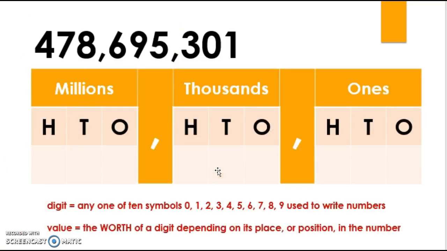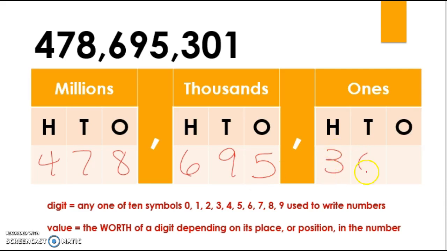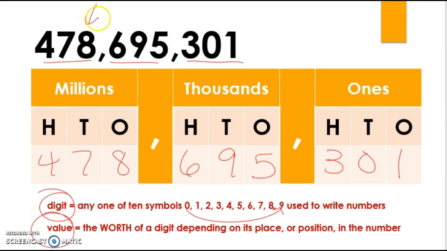Let's begin. This is the number 478,695,301. This number is made up of digits. A digit is any one of the 10 symbols from 0 to 9 that we use to write numbers. The value of each digit depends on where the digit is located in the number. For example, 7 is worth 70 million. Whoa.